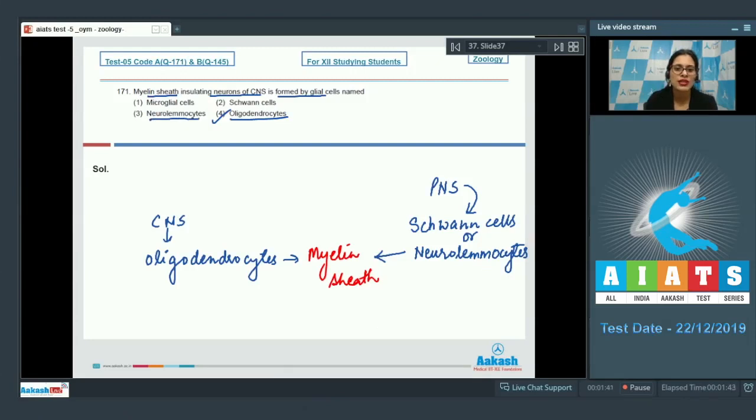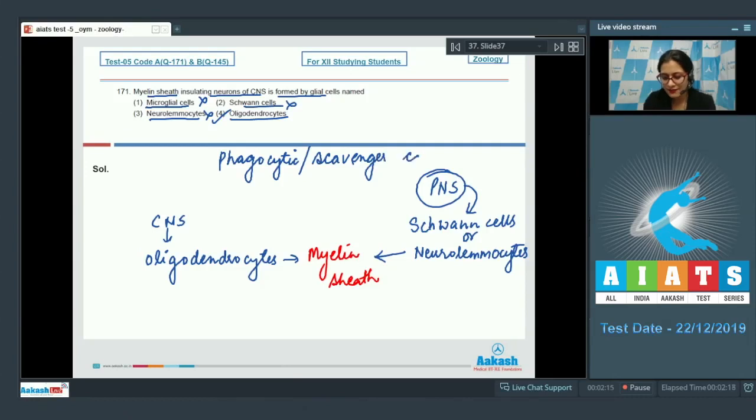So option number 3, neurolemmocytes, and option number 2, Schwann cells, are incorrect options because these cells form myelin sheath around neurons in PNS. And the first option, microglial cells, is an incorrect option. Microglial cells are phagocytic or scavenger cells in the neural system. So the correct answer to this question is option number 4.